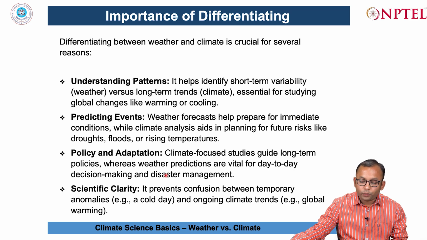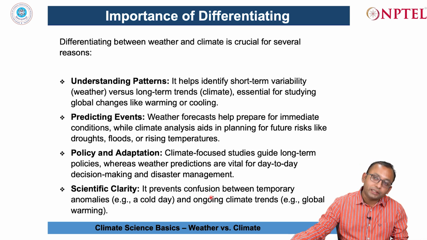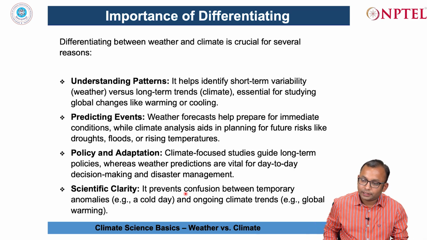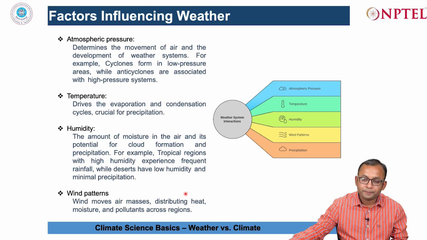The fourth important point is scientific clarity. It prevents confusion between daily anomalies, where we see that temperature is fluctuating, and the statement that the global temperature is rising and therefore there is more global warming compared to the past few decades. So when you have the difference between weather and climate terminologies, these confusions are removed and it provides you more scientific clarity for understanding these terminologies.